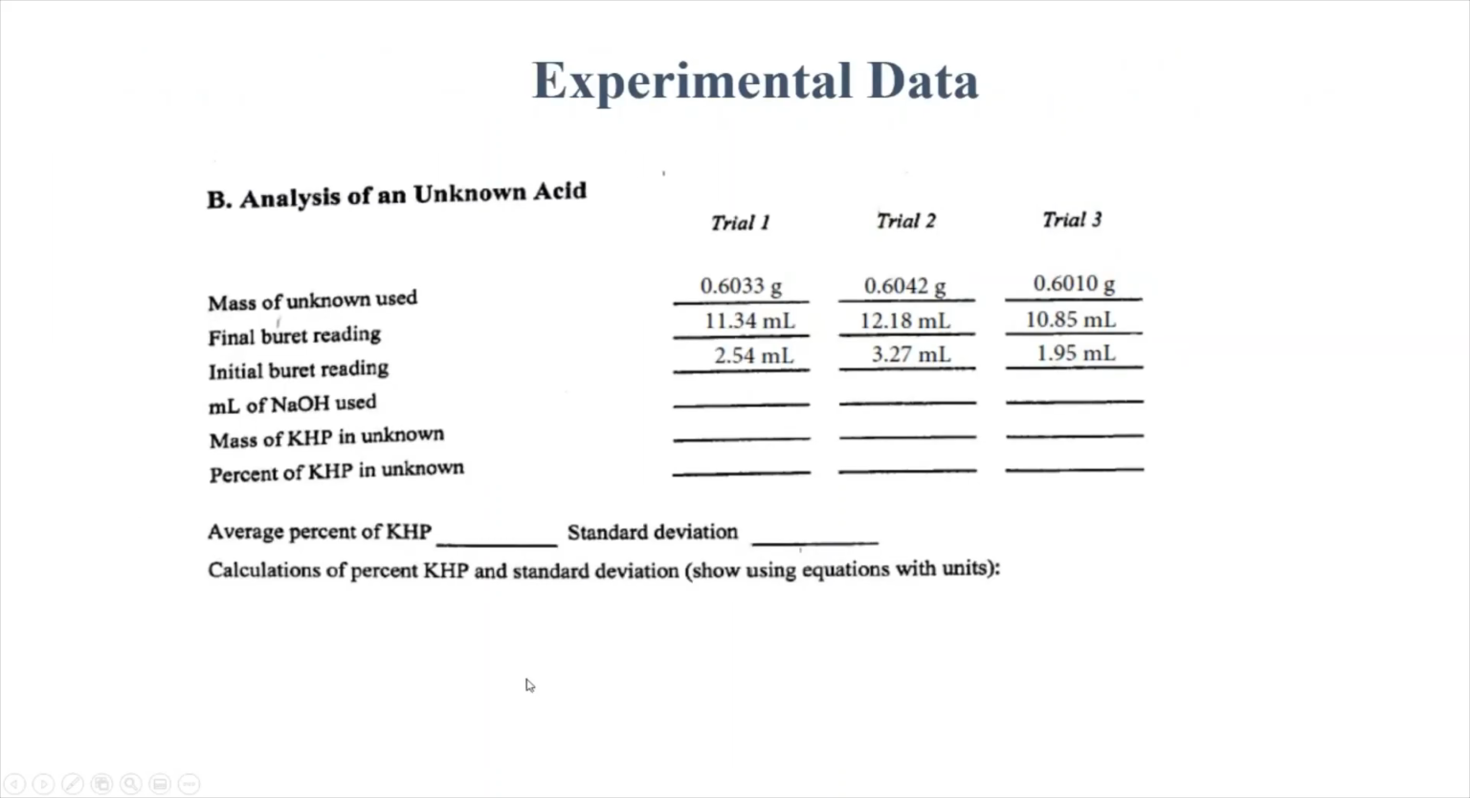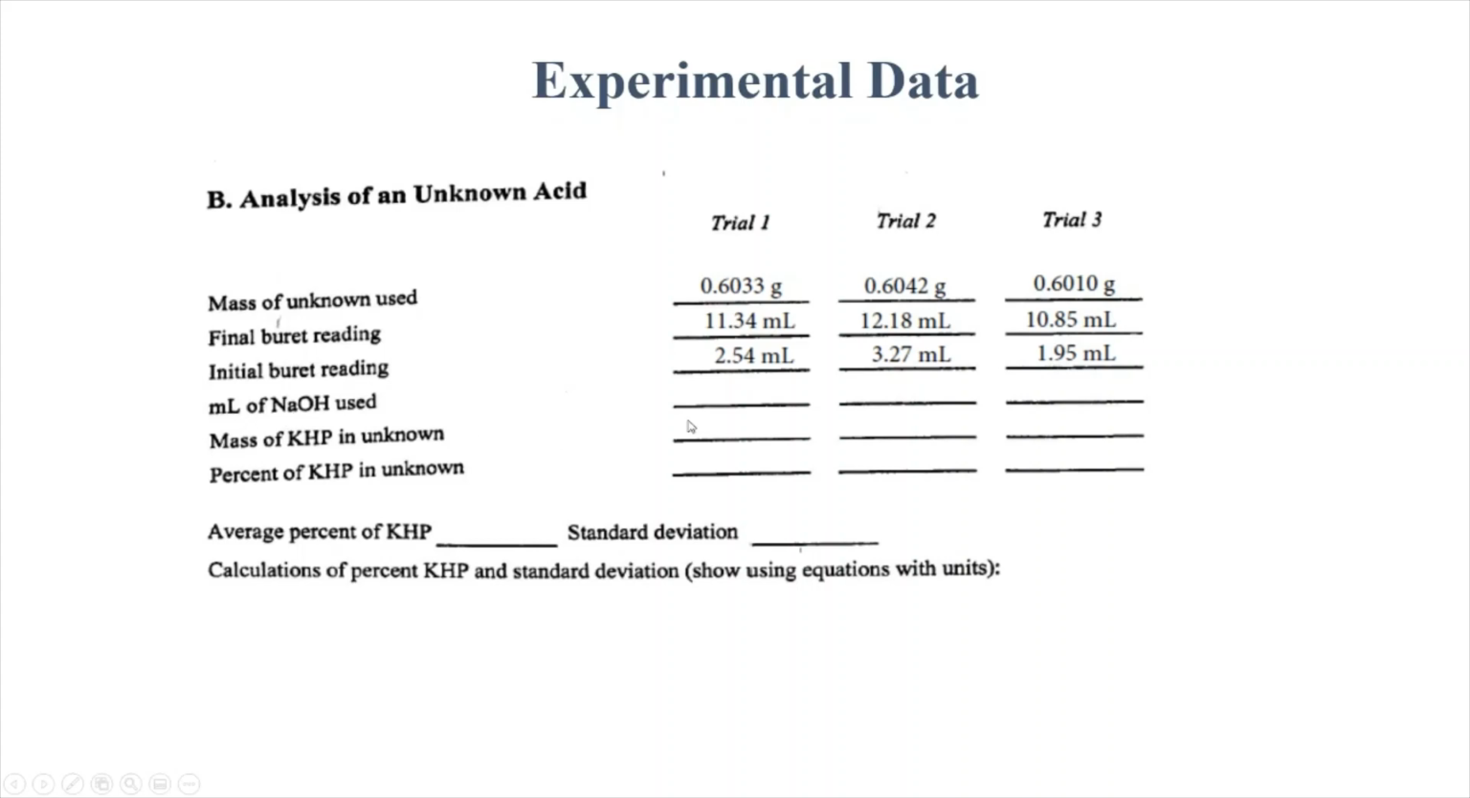So now here is the experimental data that you would get. These digital, virtual students measured out a mass of around 0.6033 grams. So they went for around 0.6 grams. And then for their final and initial burette readings, those are here. So you guys now have the ability to do the calculations.